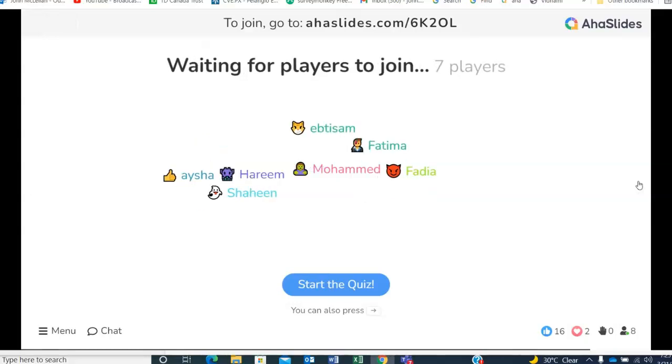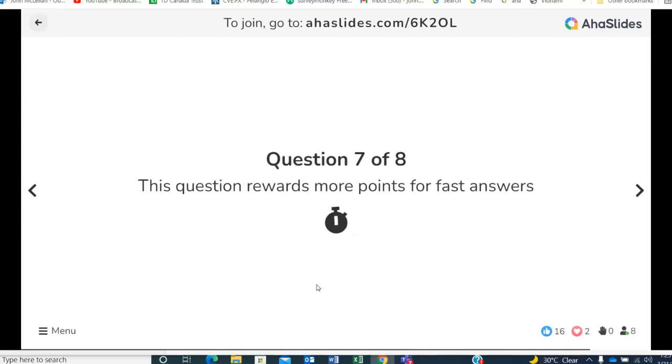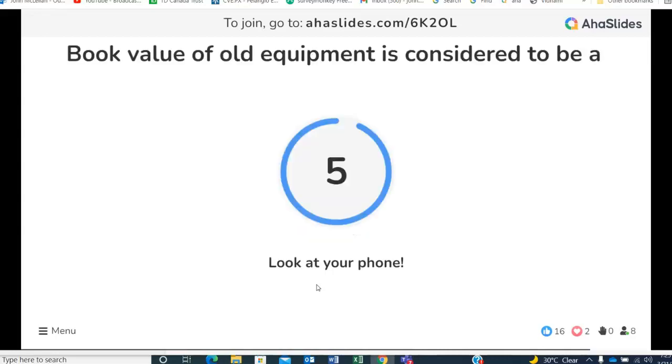And that's it. Let's see how we do with the lucky seven people who are participating in this one. Book value is considered to be, you must get that.